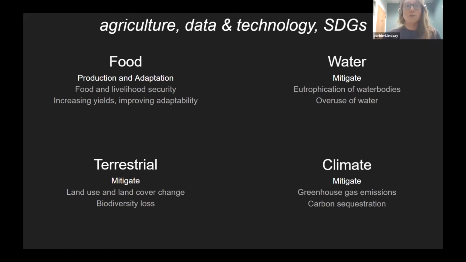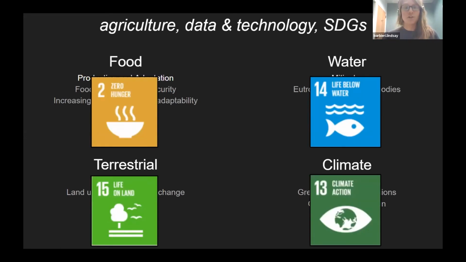So how do we reduce agriculture's negative impacts on, and Todd set me up really well with the water, particularly the water quality, the eutrophication of water bodies, as well as overuse of water, and terrestrial things like biodiversity loss, and then, more relevant to how Bill and Brian set up this session, climate and climate mitigation, carbon sequestration and greenhouse gas emissions. These are all about how we mitigate negative impacts or promote positive ones. And this relates directly to at least four of the Sustainable Development Goals that the UN has put forward as what we want to be addressing.